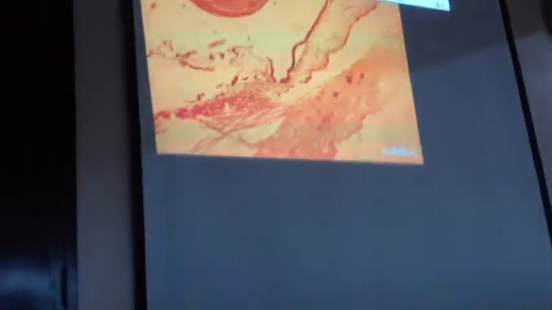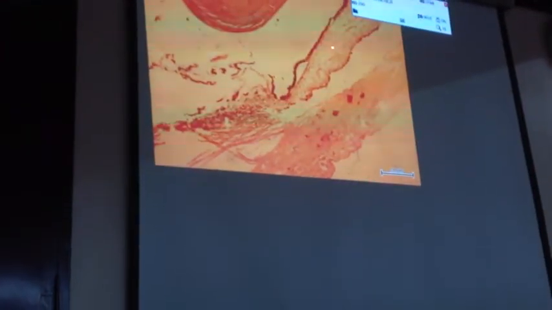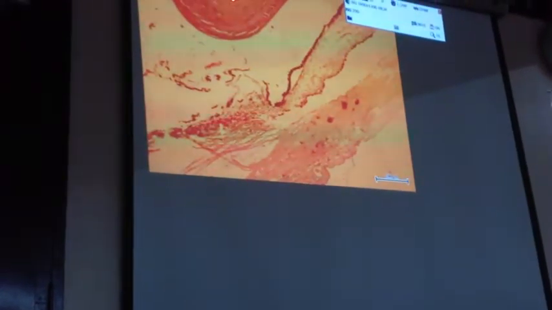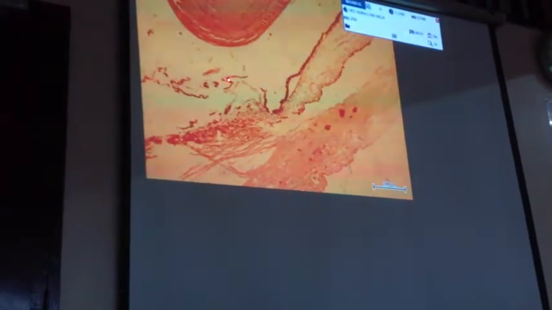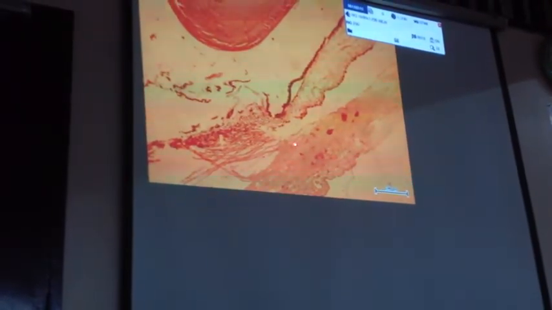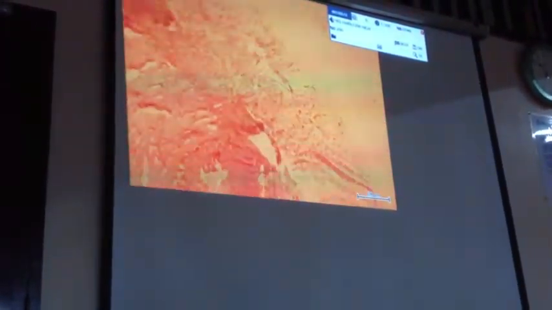So for the anterior portions of the eye: the cornea, the ciliary body, the ciliary processes, and the canal of Schlemm. So let us now go to the posterior portions of the eye.